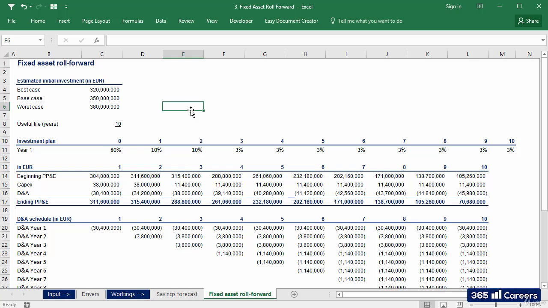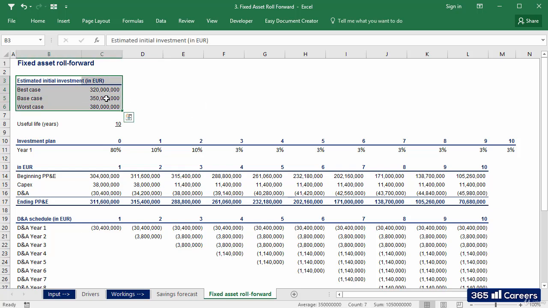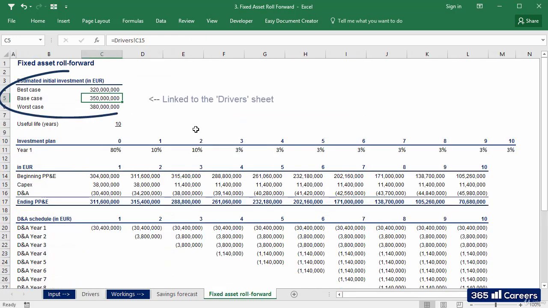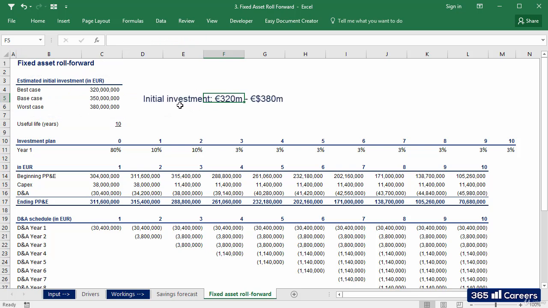All right, very good. Let's build our model. Here, we've simply linked the estimated initial investment available in the driver's page. Depending on who carries out the modeling exercise, some people consider this a best practice. Others don't. But we've linked these cells to allow us to see them at all times, which will make explanations much easier. As you can see, the company must make an initial investment between 320 and 380 million euro.